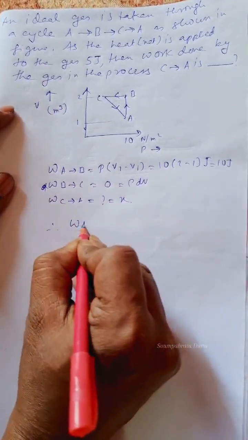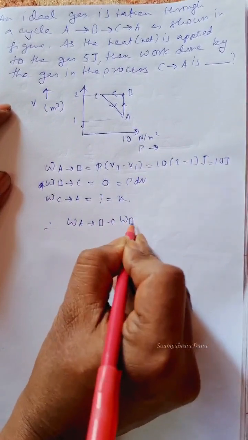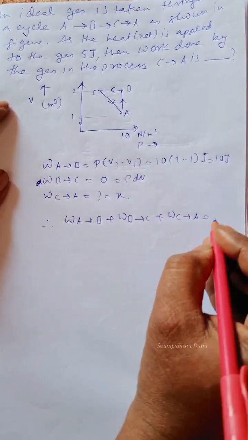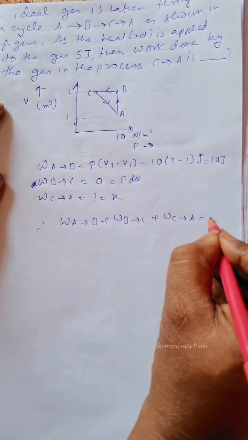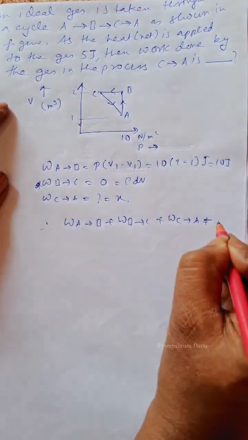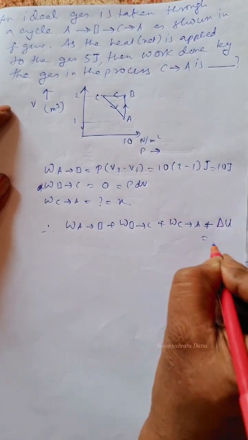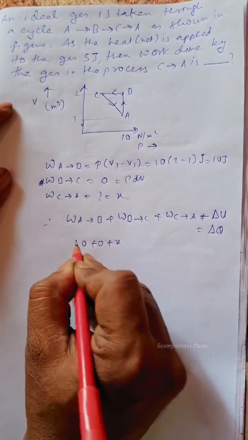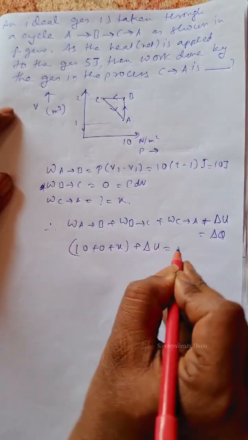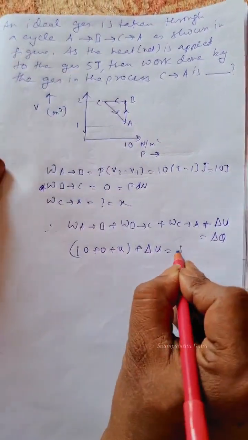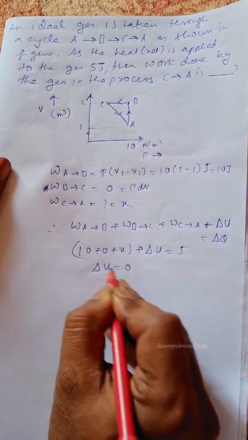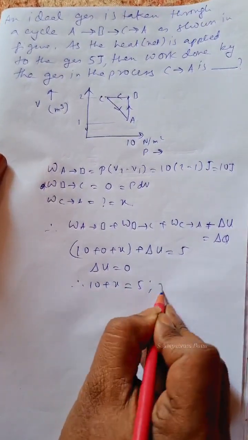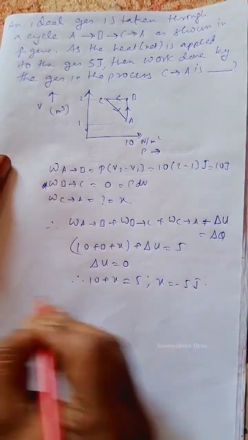So we know work done from A to B, plus work done from B to C, plus work done from C to A equals net work, which equals total heat: del U plus W equals del Q. So here we get 10 plus 0 plus X plus del U equals del Q. The heat is 5 joule, but del U is 0 since it is a cyclic process. So 10 plus X equals 5, so X equals minus 5 joule.